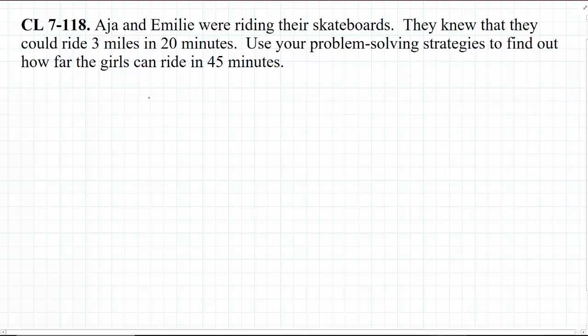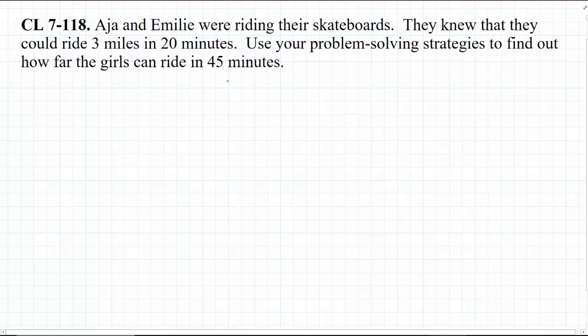Okay, CL 7-118. Aha and Emily were riding their skateboards. They knew that they could ride 3 miles in 20 minutes. Use your problem solving strategies to find out how far the girls can ride in 45 minutes.